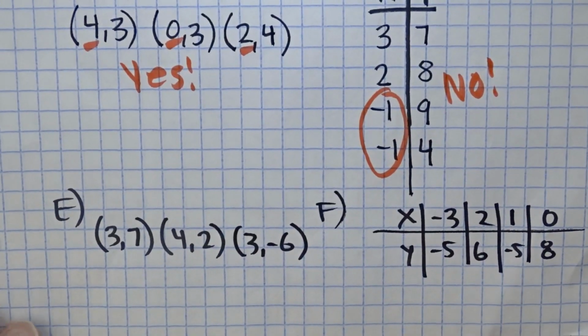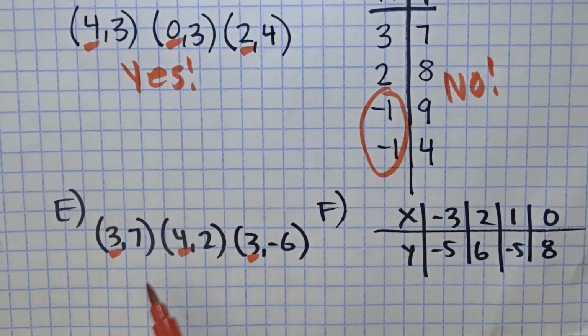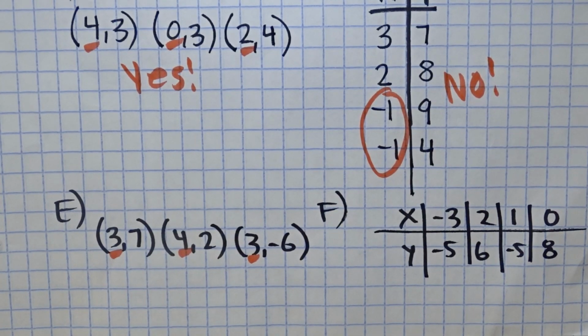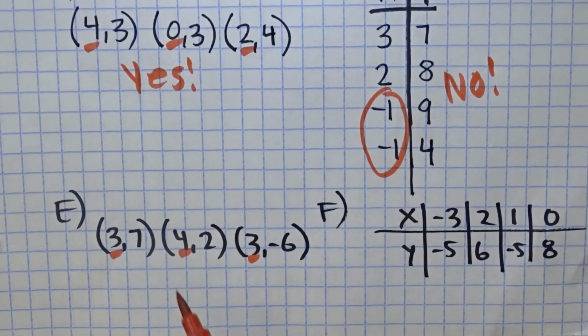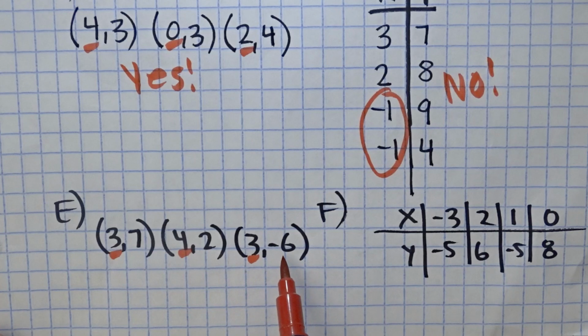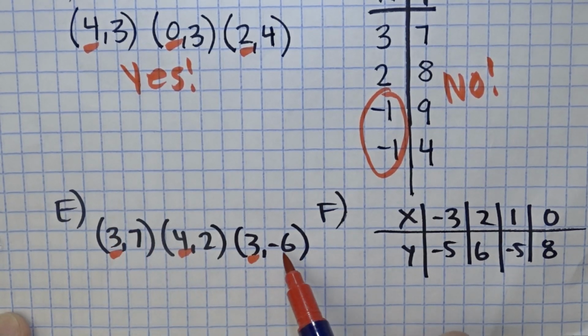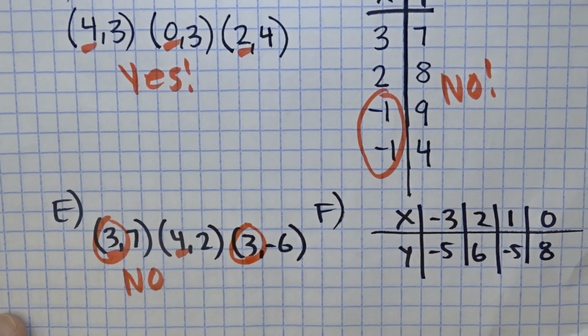E, we have 3, 4, and 3. Notice I'm only underlining the inputs. The reason for that is it's the inputs that are seeking the other numbers. The outputs are y coordinates. Those are the ones that are just attracting numbers, but they're not doing anything wrong. They're probably not even interested in pursuing anything. So 3, look what we have here. 3 is seeking the 7, and that same 3 over here is seeking -6. That's a problem. So we say no, it's not a function.